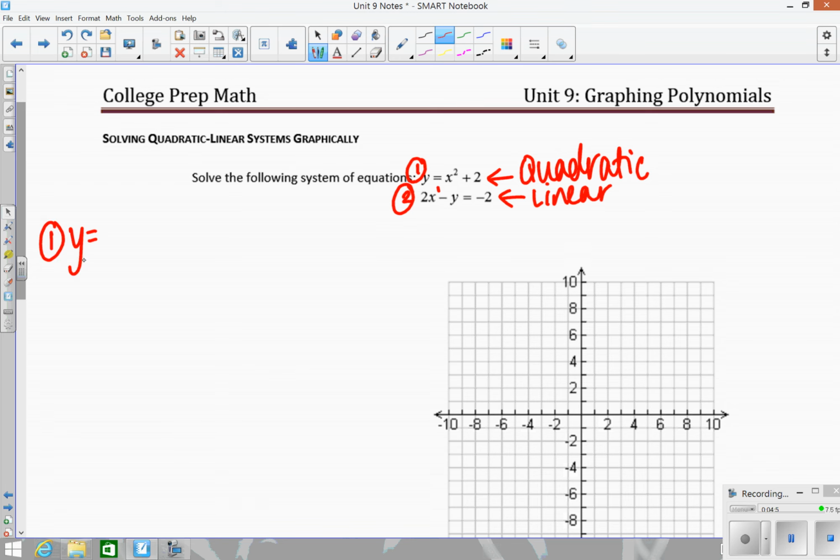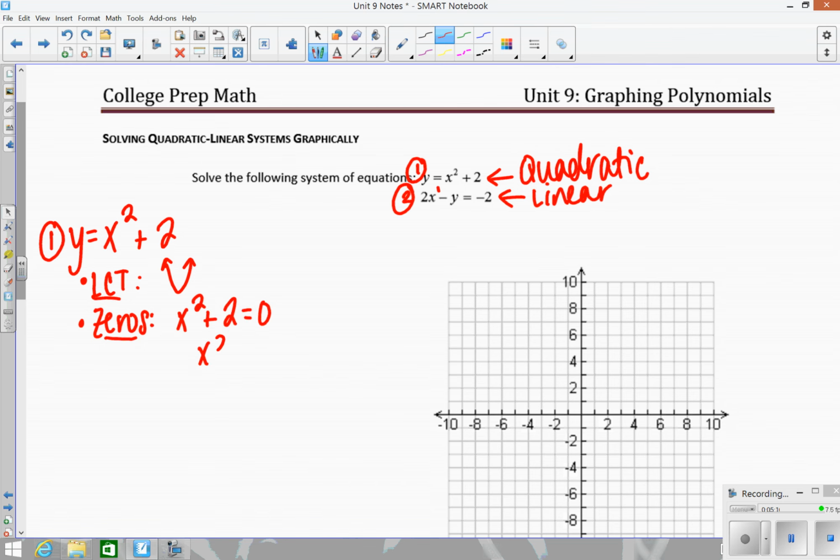So thinking back to some prior lessons on graphing parabolas, we looked at some different things. The first thing was the leading coefficient test. In this case, it's even degree and it's positive, so both ends are up. We looked at the zeros or the x-intercepts. This is where you set your equation equal to 0 and solve. So I'd bring over that 2, take the square root of both sides.